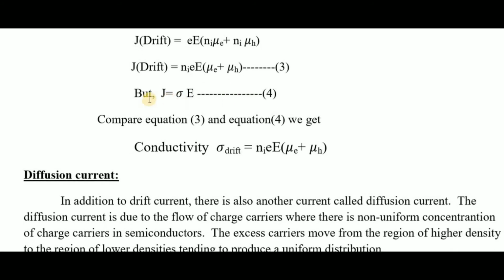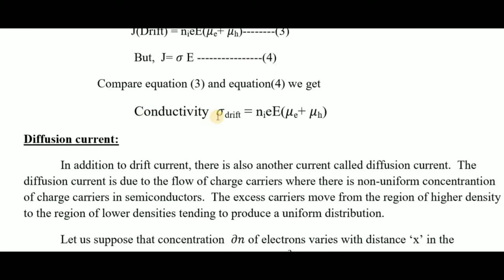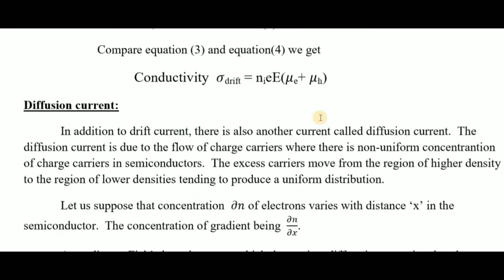Now we know, according to Ohm's law, J is equal to sigma into E, that is, current density equals conductivity into electric field. Now compare equation 3 and 4. Then J will be cancelled and E will be cancelled. Then conductivity sigma drift is equal to N_i e into mu_e plus mu_h. This is the conductivity due to drift.